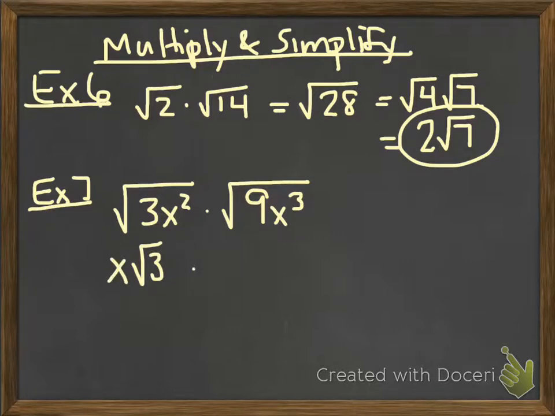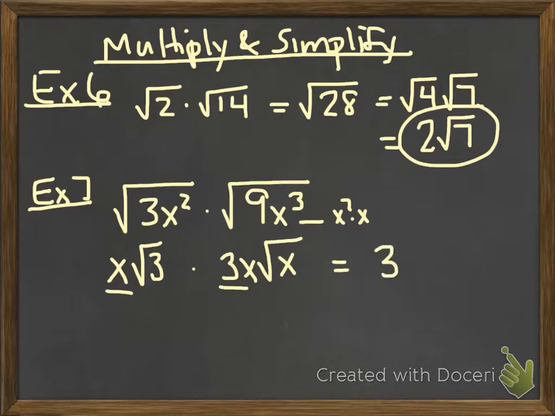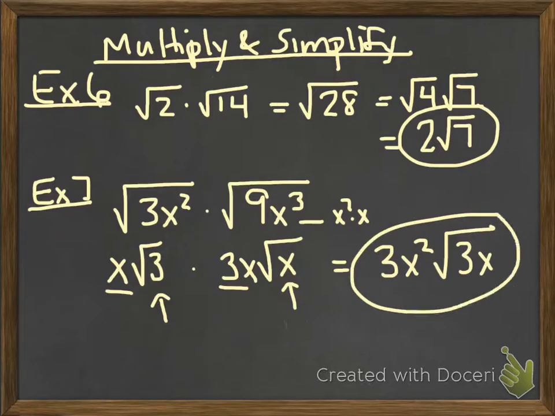Okay, then we've got the second part. The square root of 9 is 3. The square root of x to the third. Okay, there's an x squared in there. An x squared and an x, right? So the square root of x squared is x, and that leaves us with a square root of x inside. Okay, now on the outside we have these. So that's 3x squared, and on the inside we have a 3 and an x. So that stays there. So that's the answer.